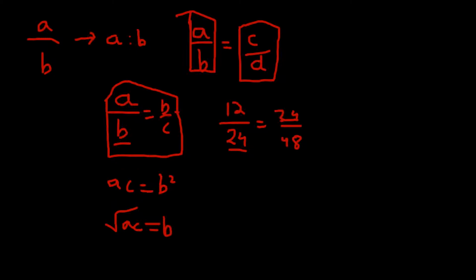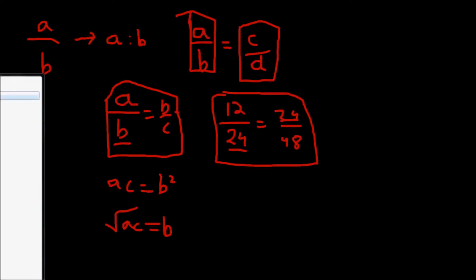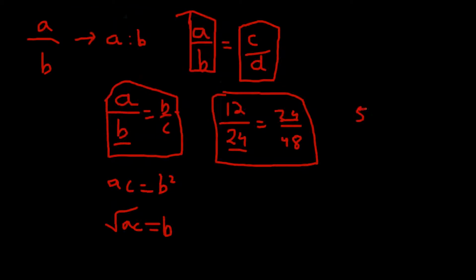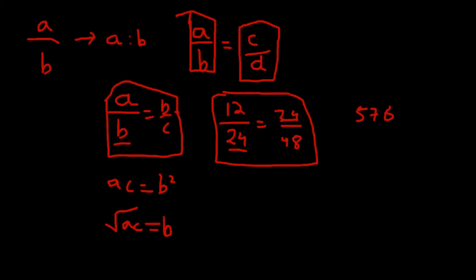I'm going to use this as an example and just confirm this. Okay, so 24 into 24 is 576, and now we do 12 into 48, 576. So that confirms that that relation is true, and this is called continued proportion. Sorry, continued proportion, not continued proportional.